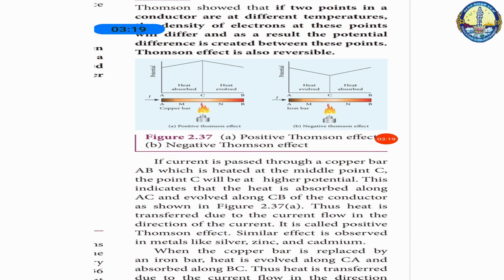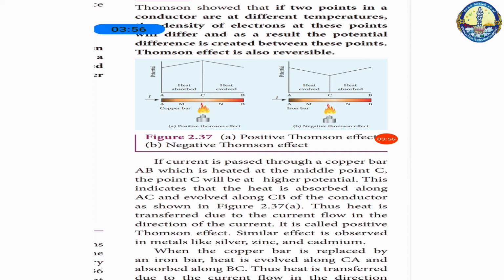Thomson effect. Thomson showed that if two points in a conductor are at different temperatures, the density of electrons at these points will differ, and as a result a potential difference is created between these points. Thomson effect is also reversible. If a current is passed through a copper bar AB, which is heated at a middle point C, the point C will be at higher potential. This indicates that heat is absorbed along AC and evolved along CB of the conductor.